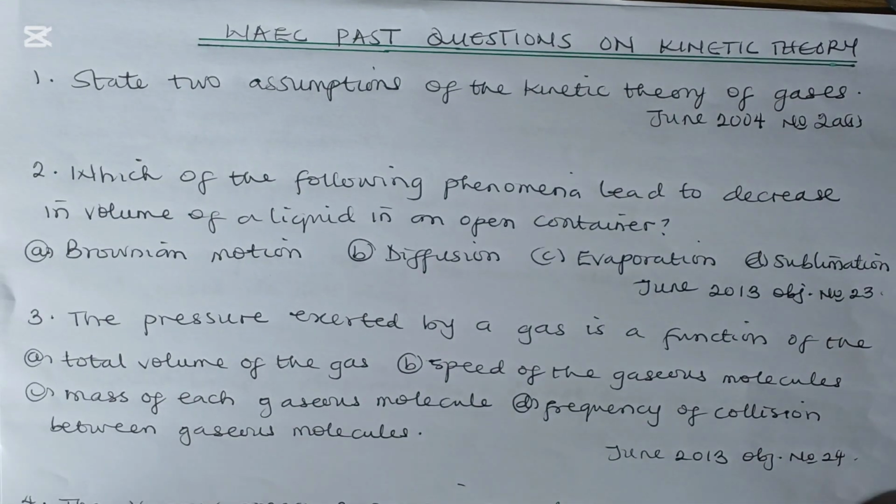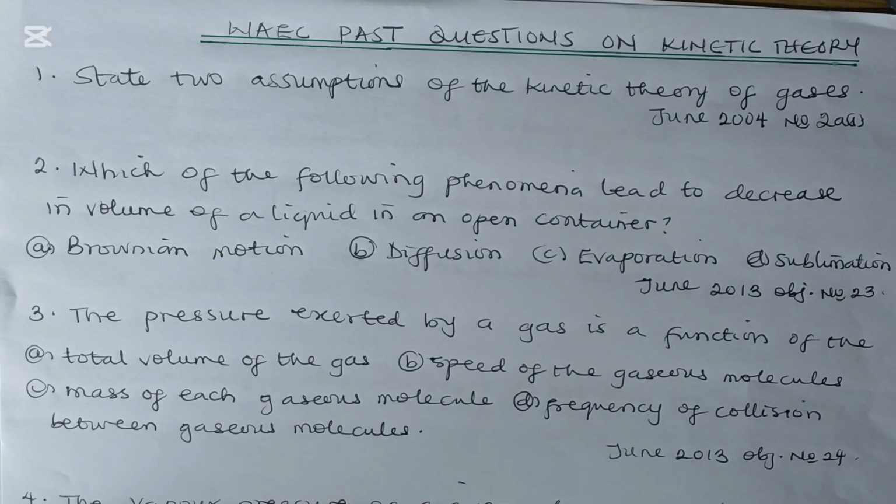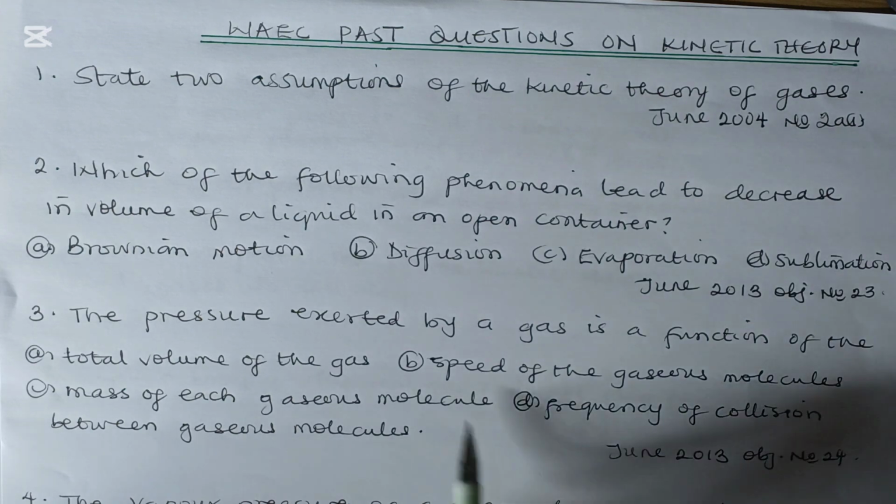Now, number 2 question. Which of the following phenomena lead to a decrease in the volume of a liquid in an open container? Please always read through your options before answering your questions and think carefully before selecting the best answer. The first option here is Brownian motion, the second one is diffusion, the third one is evaporation, and the fourth one is sublimation. Which one leads to a decrease in the volume in the container?